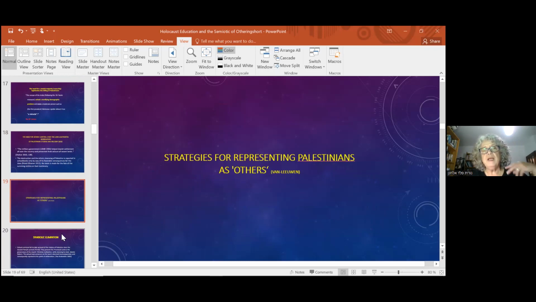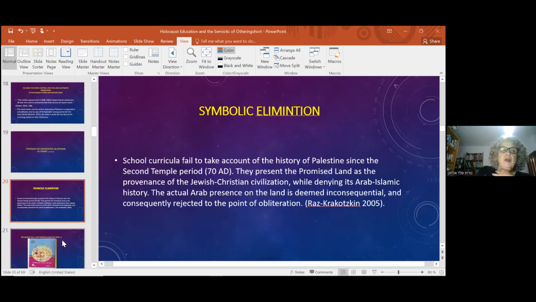How are these people, Palestinian citizens, represented visually as others in the school books? The main thing is what we call symbolic elimination. School curricula fail to take account of the history of Palestine since the Second Temple. They present the Promised Land as the provenance of the Jewish-Christian civilization while denying its Arab-Islamic history. The actual Arab presence on the land is deemed inconsequential and consequently rejected to the point of obliteration.